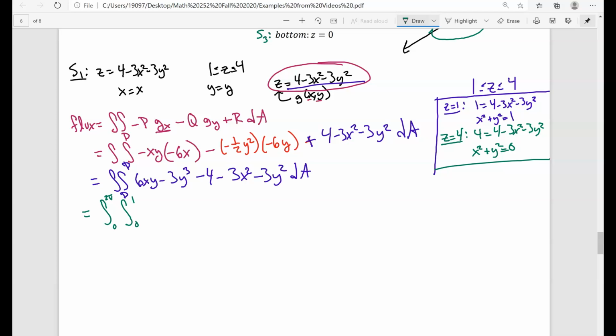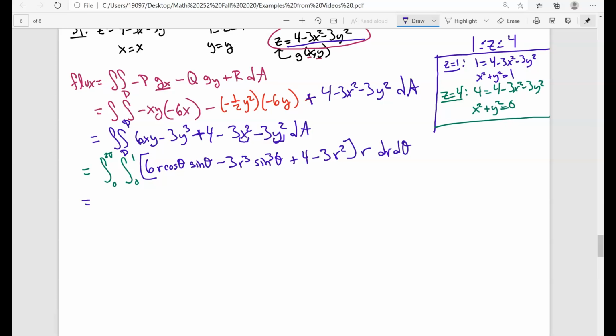Now the horrible part is that now we need to plug in everything in polar form. So it's going to be 6r cosine theta sine theta, that's going to be the first guy, minus 3r cubed sine cubed theta. Then we're going to get, this should have been a plus 4. So fix that. So plus 4 minus 3r squared. And the reason why it's 3r squared is because you've got this guy and this guy. If I factor out a negative 3, you're going to get that r squared. Now we're not done with that guy because now we have dA, which is r dr d theta.